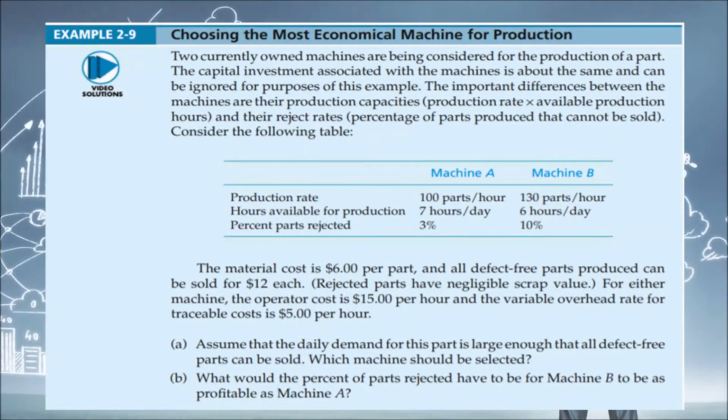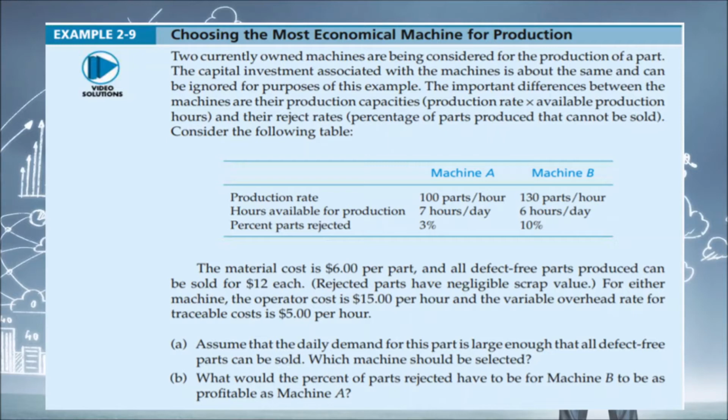Okay, so we have example 2-9. Choosing the most economical machine for production. Two currently owned machines are being considered for the production of a part. The capital investment associated with the machines is about the same and can be ignored for purposes of this example. The important differences between the machines are their production capacities and their reject rates.